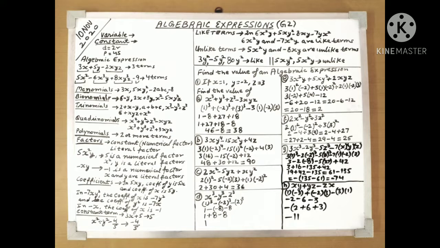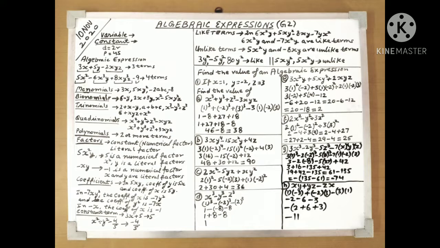Next thing is what is a constant term. The term in the algebraic expression which is having no literal factor will be known as the constant term. Suppose we have an expression 3x plus 5, the constant term is 5. Suppose we have the expression x square plus y square minus 4 by 5, then the constant term is minus 4 by 5. Please note this down, right?